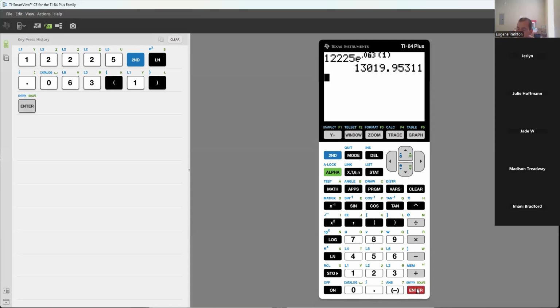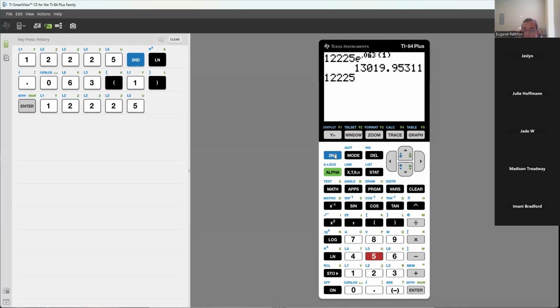I get $13,019.95, and for two decimal places, I'm going to keep that a 5 since it's got a 3 after it. So that'll be a 0.95. All right, then I would do the same thing.